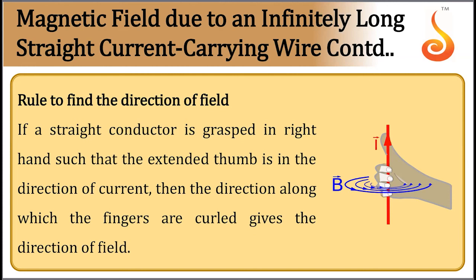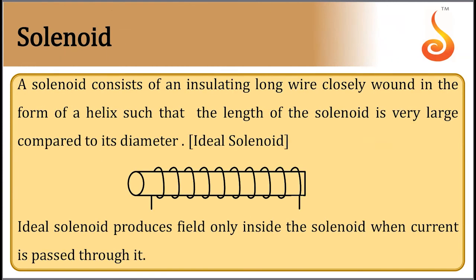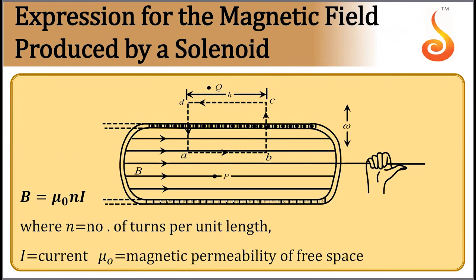Now coming to a solenoid. A solenoid is an insulated long wire closely wound in the form of a helix such that the length of the solenoid is very large compared to its diameter. An ideal solenoid produces a field only inside the solenoid when current is passed through it. The field due to a solenoid is given by mu naught n I. Note this, where n is the number of turns per unit length, I is current, mu naught is permeability. No need of diagram, just note this.